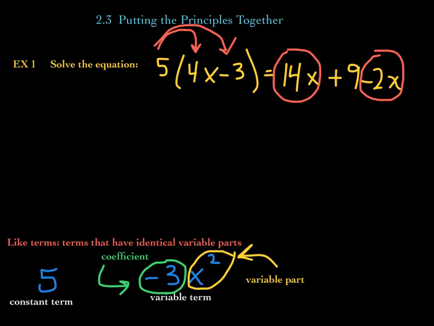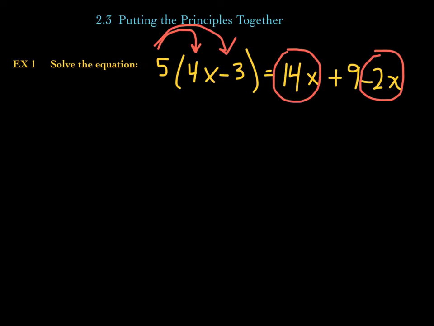And the way you combine them is by just adding or subtracting their coefficients. So 14 minus 2 is just 12. And so when you combine these two, you're going to get 12x. You keep the common part. You keep the variable part the same. So over here on the right, 14x minus 2x is just 12x. Bring down the plus 9, okay?